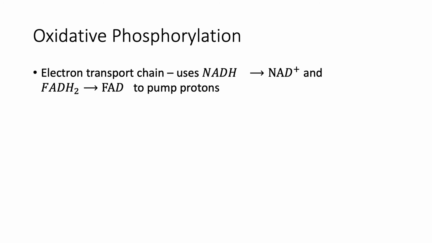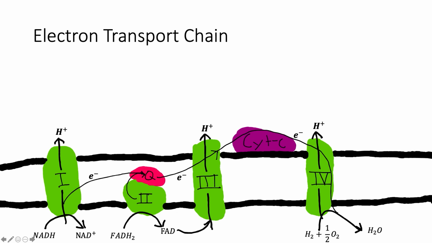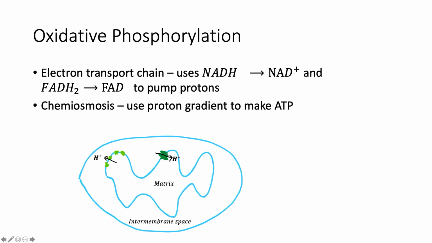After that comes chemiosmosis, which pumps those protons back from the intermembrane space to the matrix, making ATP in the process. This is a quick drawing of the mitochondria to help you better visualize this process and how it works. As you can see, there's the electron transport chain on the left here, pumping protons out, which are then being pumped back in on the right to create ATP.